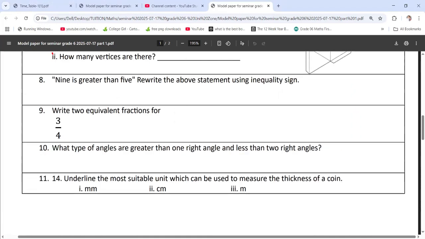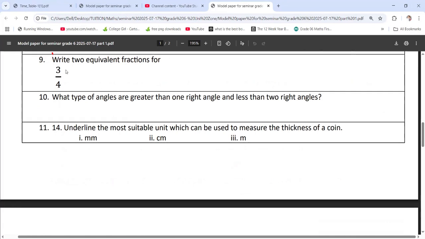Let's go to question 9. Write 2 equal fractions for 3 over 4. If you take 3 over 4 to make an equal fraction, you know how to do equal fractions. How to make equal fractions? You can either multiply both the numerator and the denominator by the same number, or divide the numerator and the denominator by the same number.